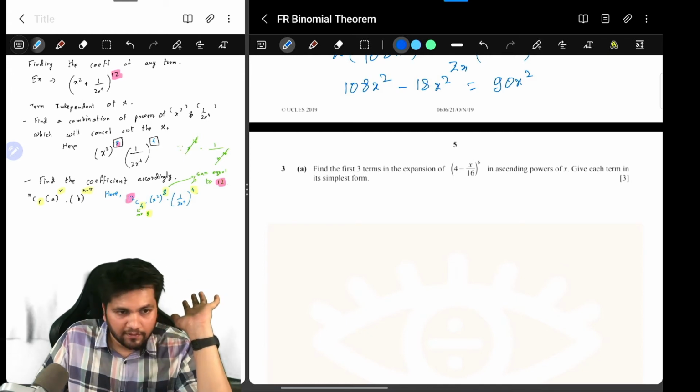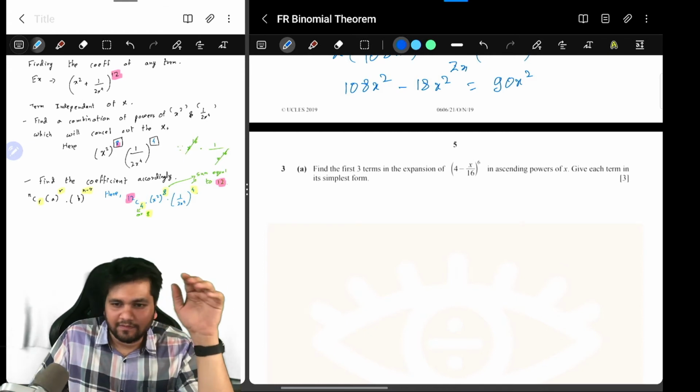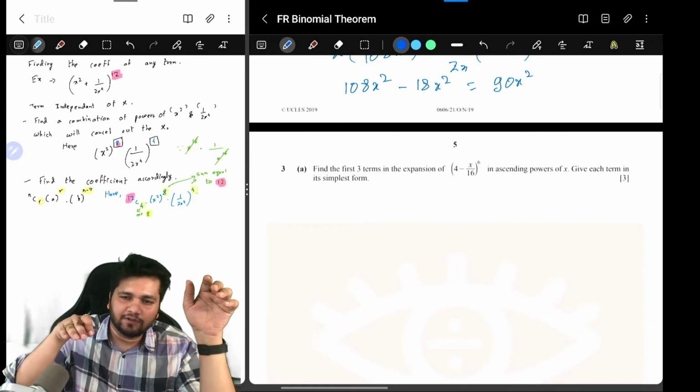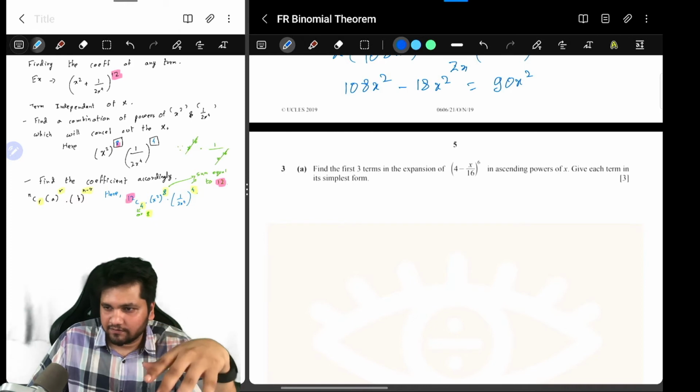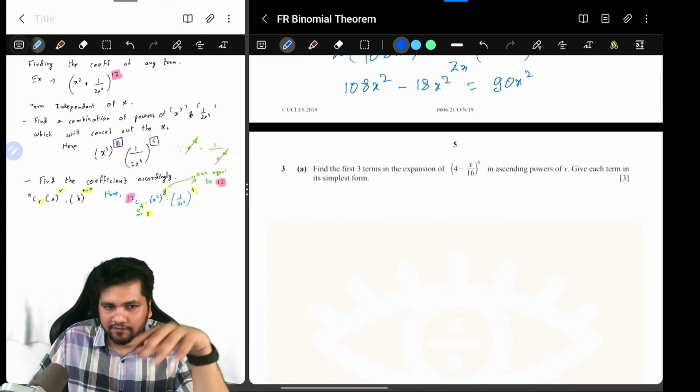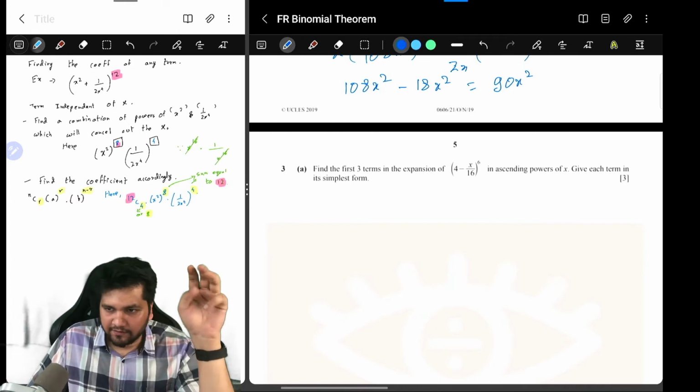I forgot what it means to be the ascending power? x to the power of 0, x to the power of 1, x to the power of 2, x to the power of 3. In short, the first four terms. How many did they ask? 3 terms, first 3 terms. So only 3 terms? Yes, 3 terms.